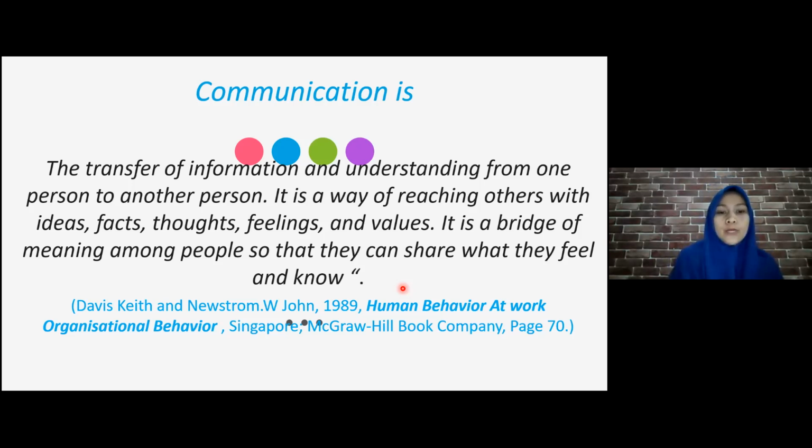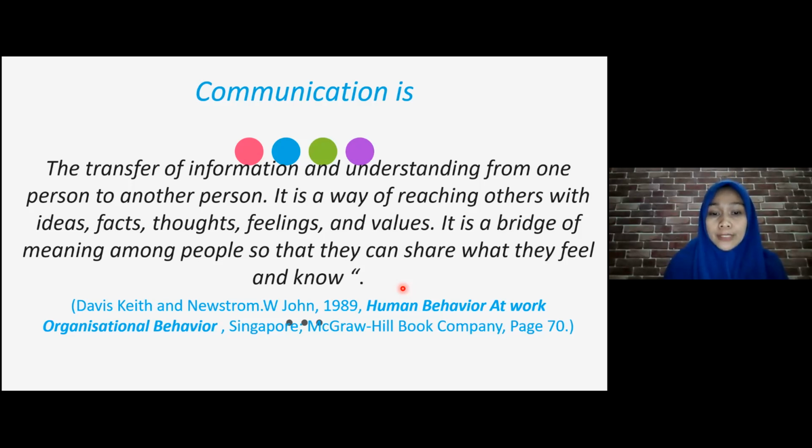So communication is not only about transferring information to another. The information could be ideas, facts, thoughts, and also feelings, which, we know, relate to our heart, something in our heart, right? And then values can't be seen, right? Can you mention some kinds of values, or an example of values?